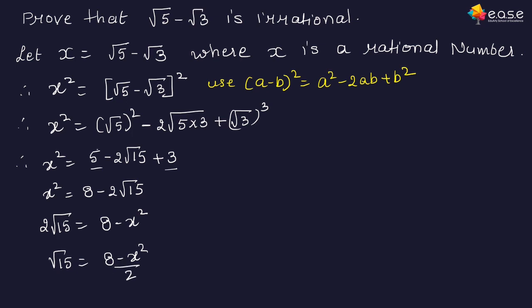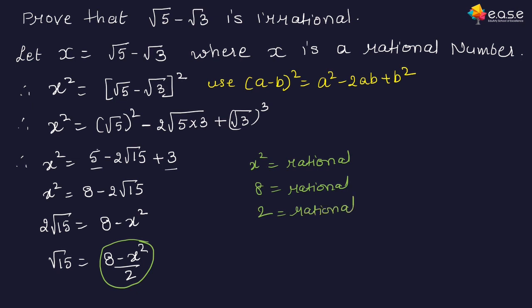Now just observe what is happening here. X square, we know that will give us a rational number, correct? 8, of course it's a rational number, right? And 2 here in the denominator is also a rational number. All right, so all your right hand side is a rational number. What's happening on the left hand side? You have root 15. And what is root 15? Root 15 is irrational.